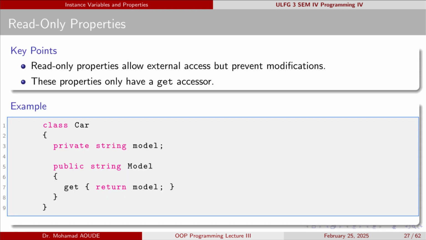Sometimes you want to allow reading, but no writing. That's when you define a read-only property. There's no set block here. You can read model, but you cannot change it from outside the class. This is crucial when you want immutable or semi-immutable objects in your system.